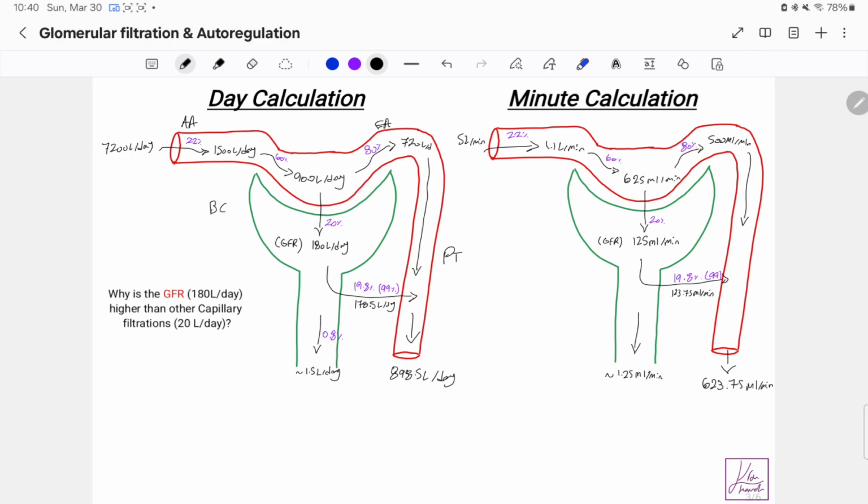Now, here's the key question that I have for you. Why is it that the glomerular filtration rate, right, is 180 liters per day? And why is it that that GFR is higher than the other capillary filtrations? So if you remember in my previous video for the capillary filtration, I said that of the 7,200 liters per day, your capillaries normally filter 20 liters. But the glomerulus is a tuft of capillaries. Why are they filtering 180 liters per day? So why is it that the GFR is higher here than other capillary filtrations?